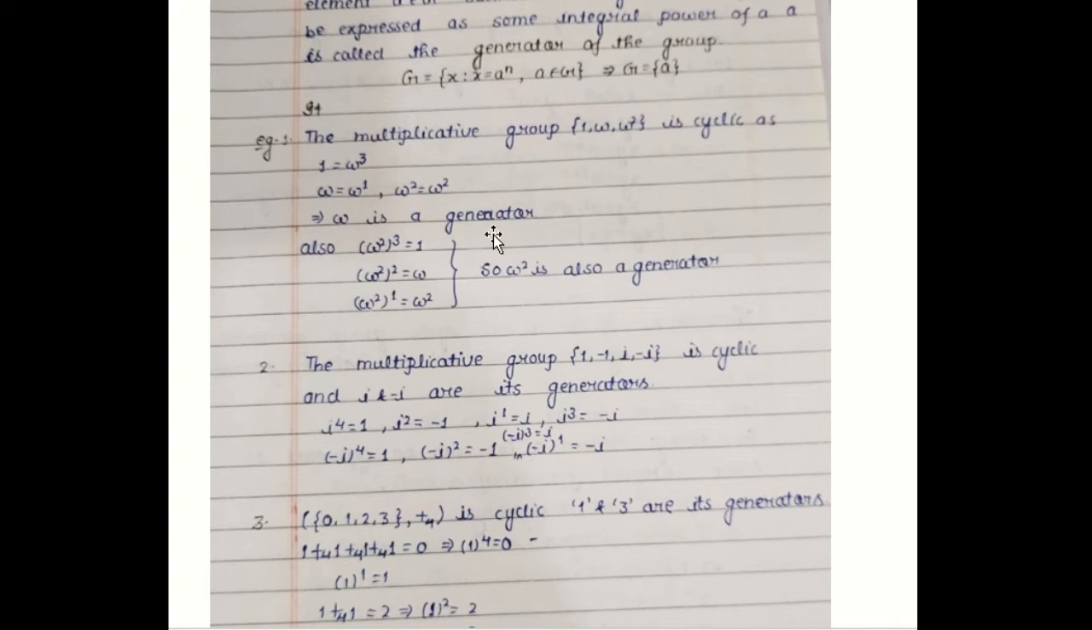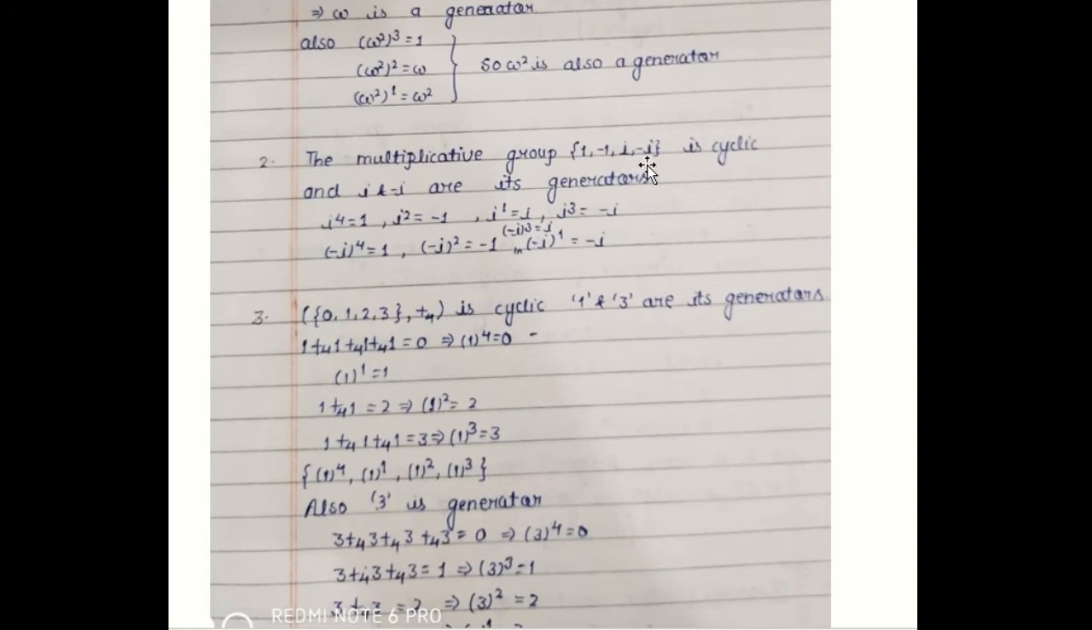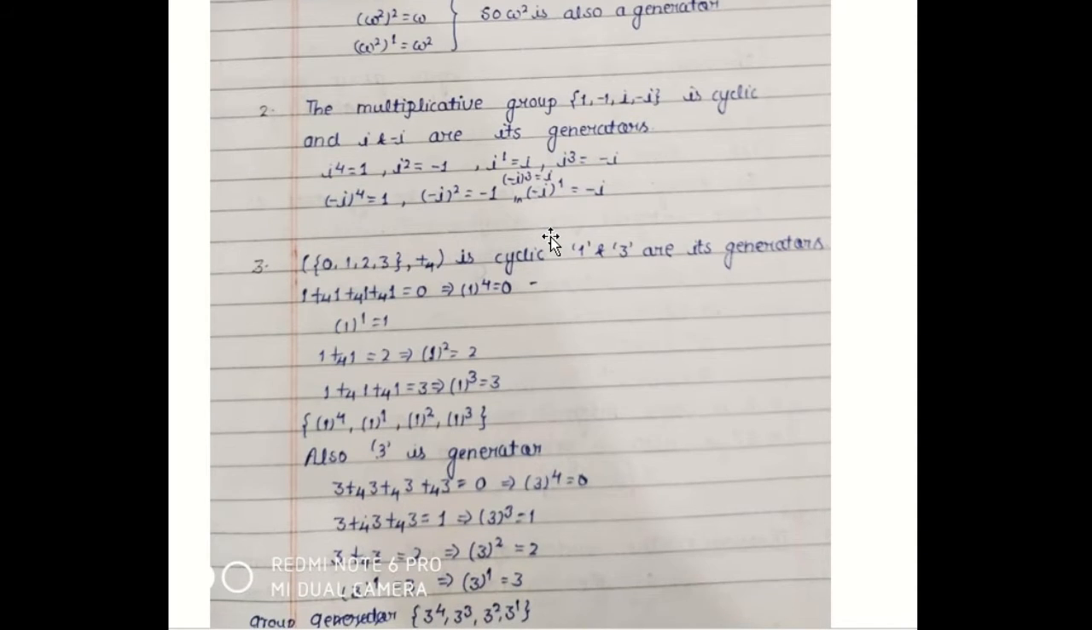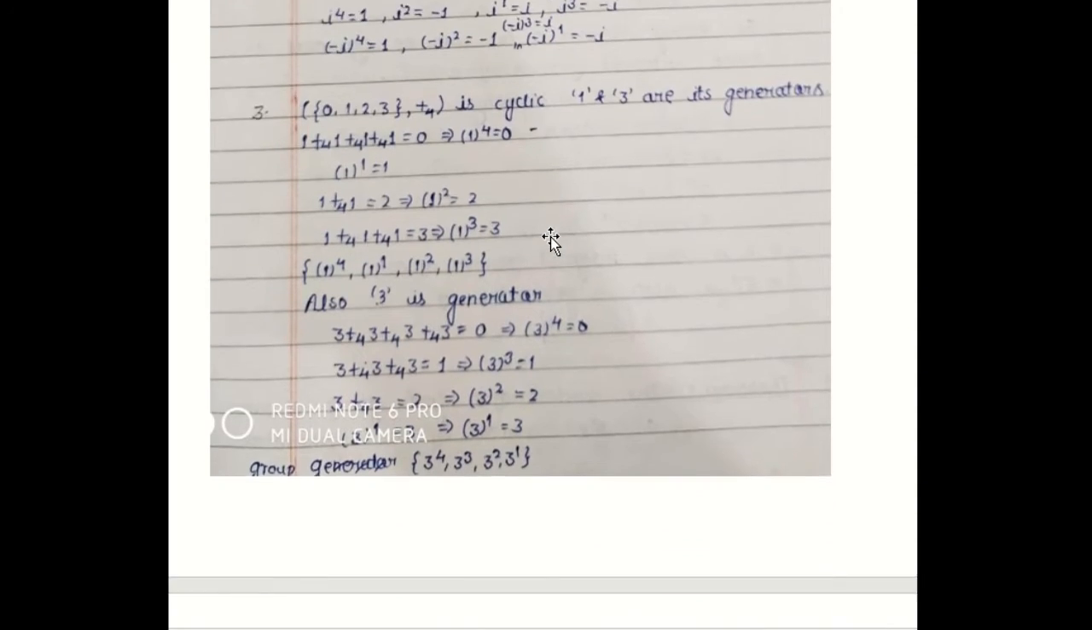In the above example, you have seen that this group is generated by omega and omega square. As already discussed, omega and omega square are inverses of each other, and in this group i and minus i are inverses of each other. So we have a conclusion that if a group is cyclic and A is a generator, then A inverse is also a generator. So at least two generators we will get there.